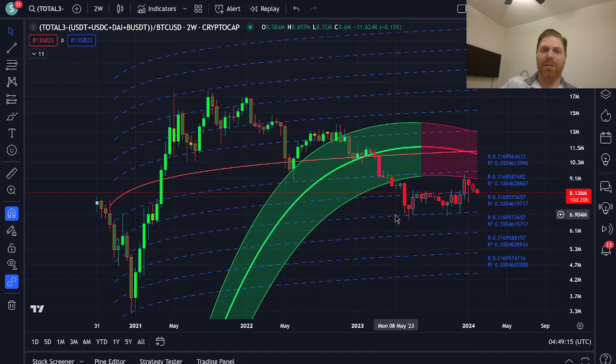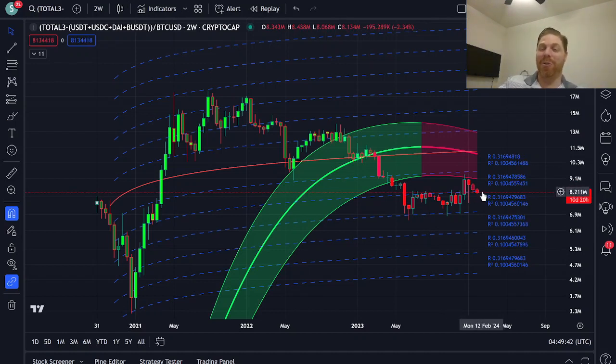This is plus or minus 3 standard deviations from the mean of TOTAL3 minus stablecoins divided by Bitcoin on the 2-week. We sliced right through the green Gaussian channel during the bear market. That's what happens. And it seems like we found support here on the minus 1.5 logarithmic regression line, and we've moved our way up to the minus 1 logarithmic regression line. So we've made it half of a regression line up, and it looks like we're holding that as support.